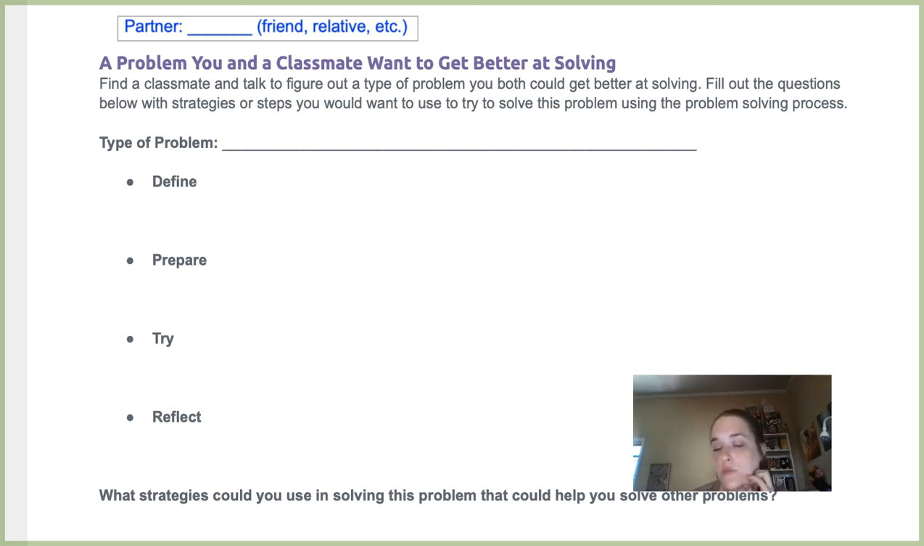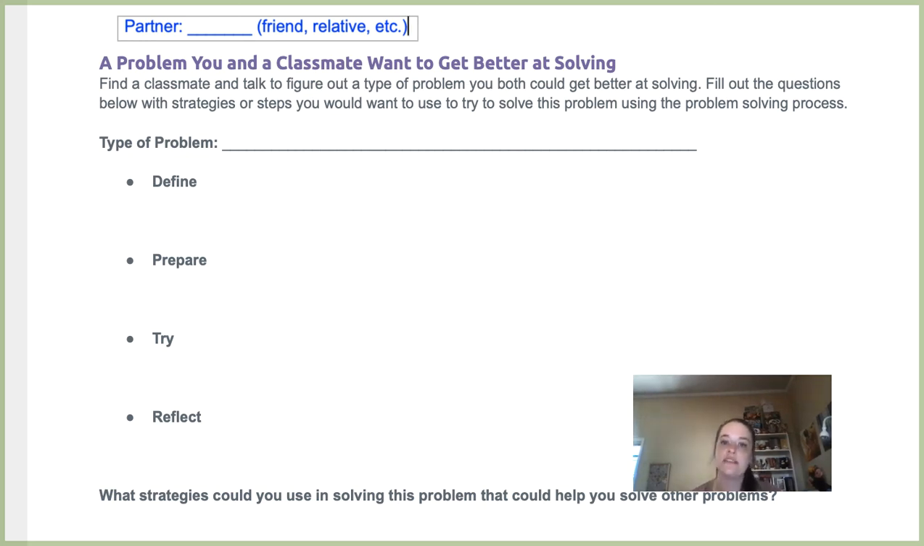Find a classmate or partner, and talk to them to figure out what type of problem you both could get better at solving. That means you are going to have to explain this problem solving process to whoever you choose as your partner. That might be easier if you choose somebody else who is also taking this class virtually. Otherwise, you're going to have to explain this to whoever it is that you're working with, okay? You're going to fill out the questions below with strategies or steps that you want to use to solve the problem using this problem-solving process, okay?